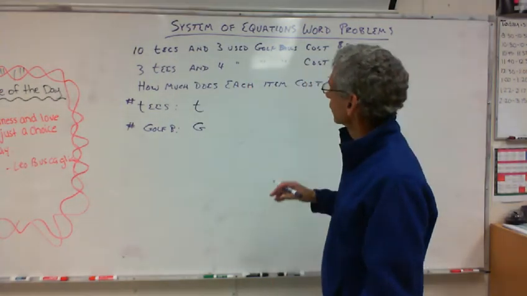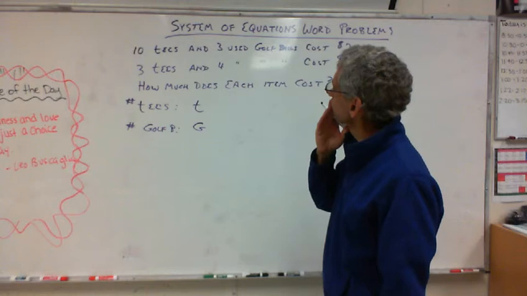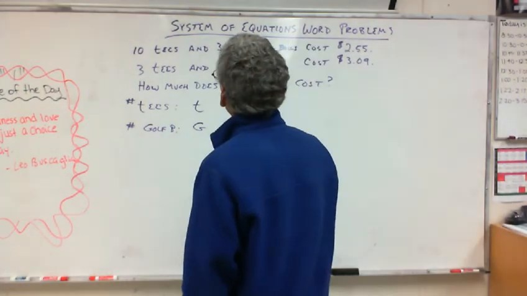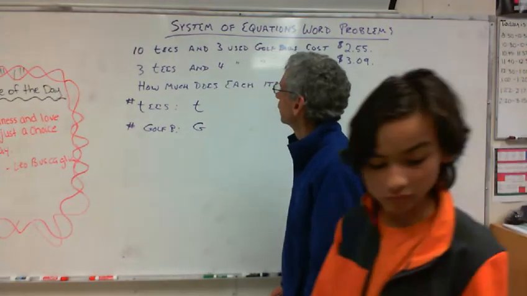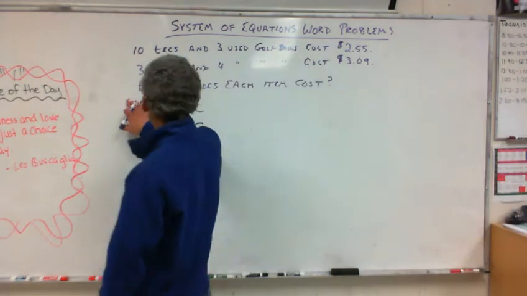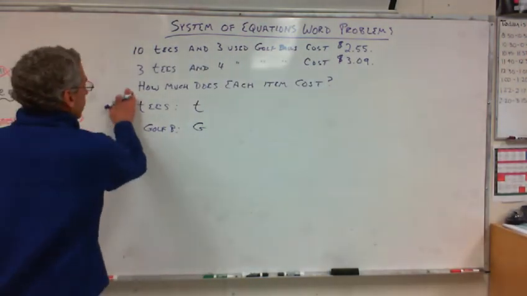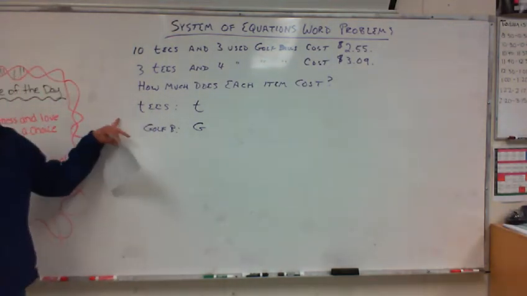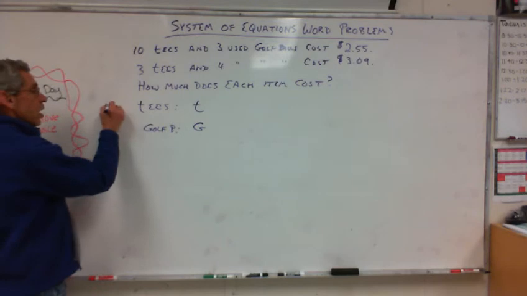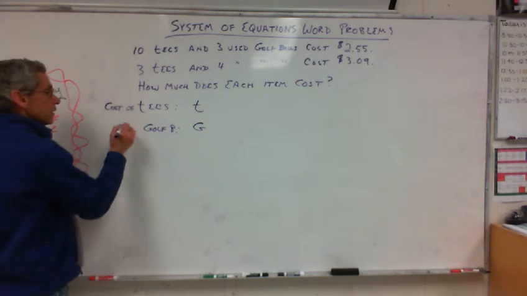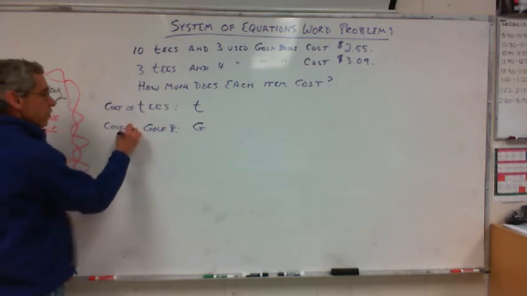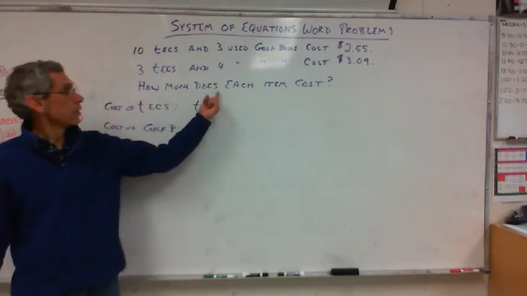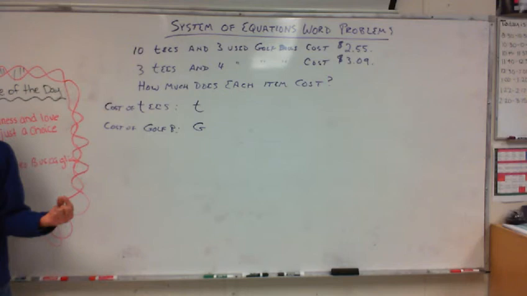Wait a minute, excuse me, hang on. Let me just look at this for a second. 10 tees and 3... No, it's not the number. Sorry. So the T stands for the value of the cost of the tees, okay? The cost of the tees. And G is the cost of the golf balls. And that's what we don't know, right? Because that's what they're asking us to find. How much does each item cost? You with me?